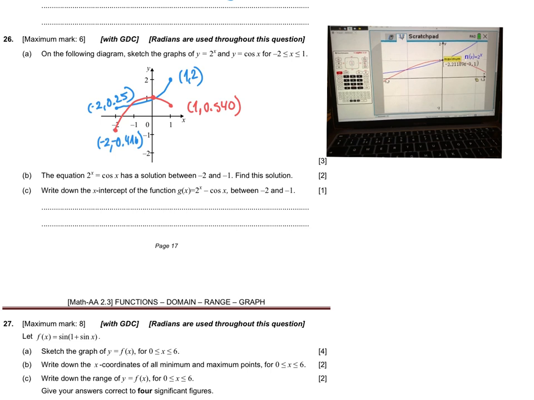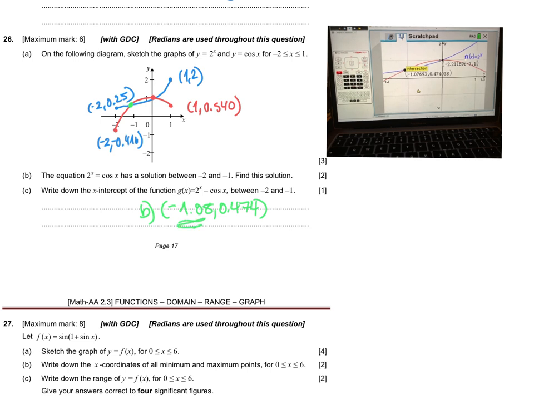Okay, so the equation 2 to the x equals cosine x has a solution in between -2 and -1. That's going to be here in green. So we can find that intersection by doing menu 6, 4. We need the left and the right side. So that's -1.08, 0.474 for B. Write down the x-intercept of the function 2 to the x minus cosine x between -2 and -1.